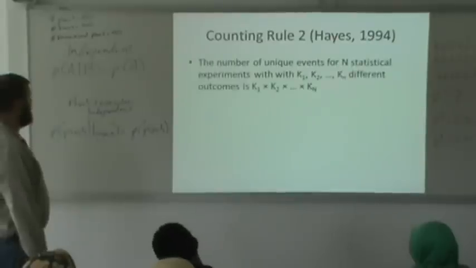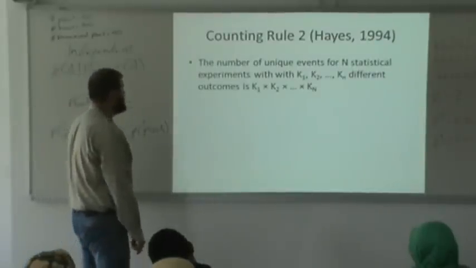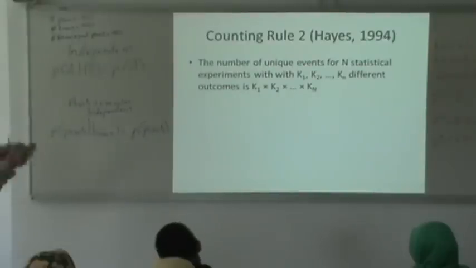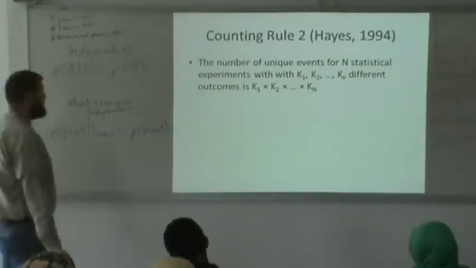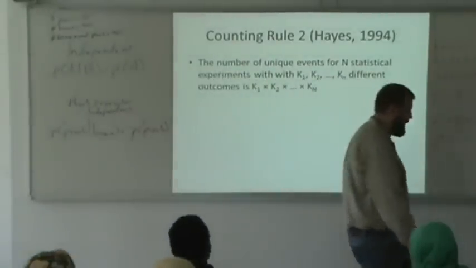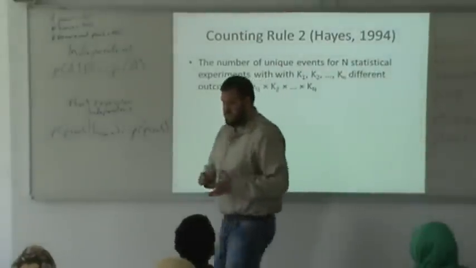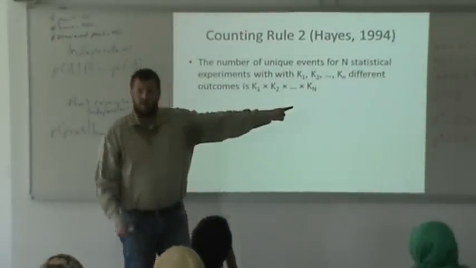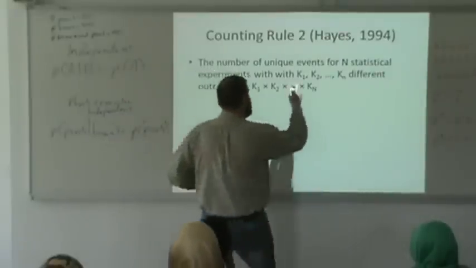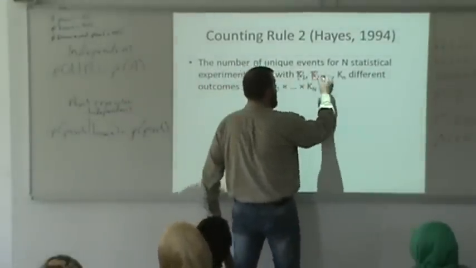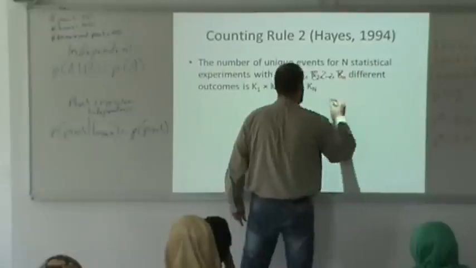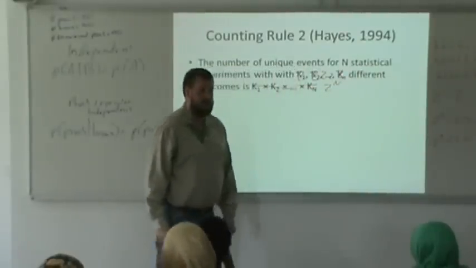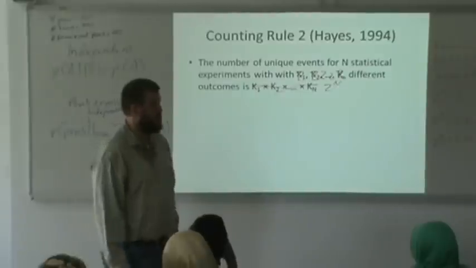Okay, counting rule number 2. The number of unique events for n statistical experiments with K1, K2 through Kn different outcomes is K1 times K2 times whatever times Kn. This is basically just a generalized version of what we had before. When we're flipping coins, K1 was equal to 2, K2 was equal to 2, all of the others were equal to 2, and all we had to do was say 2 to the n.